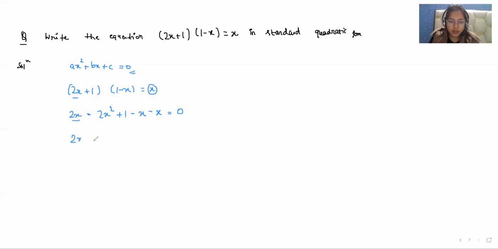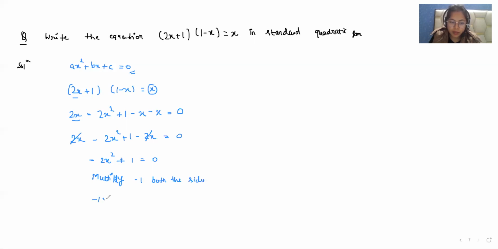We solved it. Here is plus 2x and here is minus 2x. We eliminate it. And what is left? Minus 2x square plus 1 is left. So it is quite difficult to work with minus 2 here, so we will multiply minus 1 on both the sides.